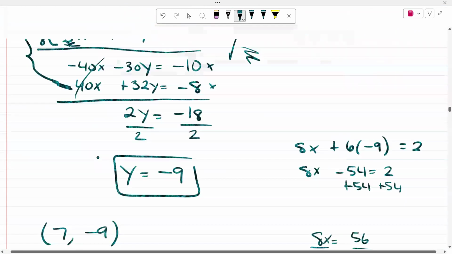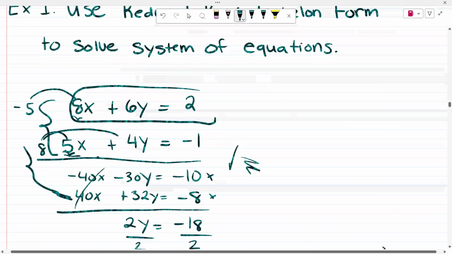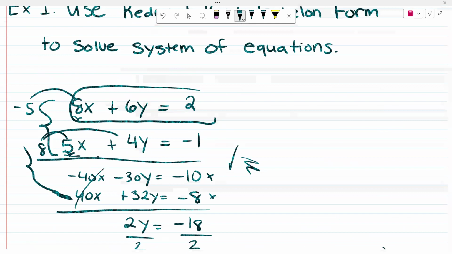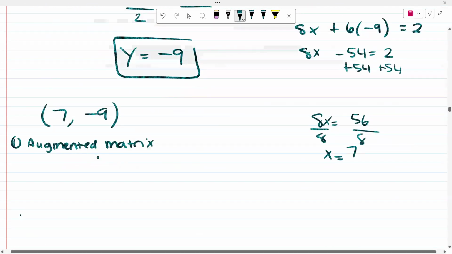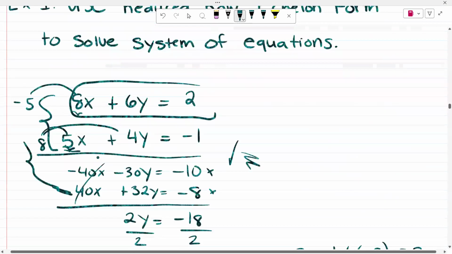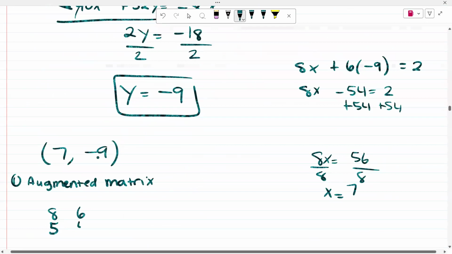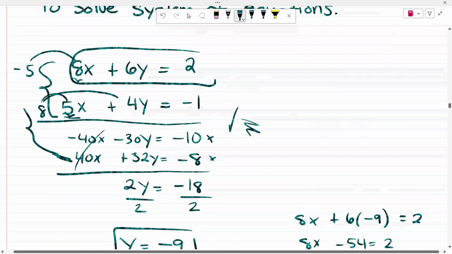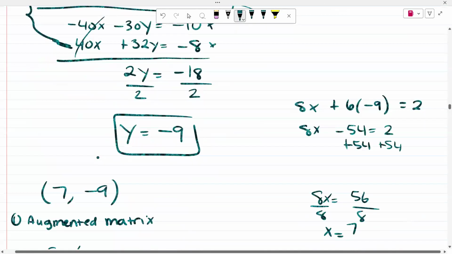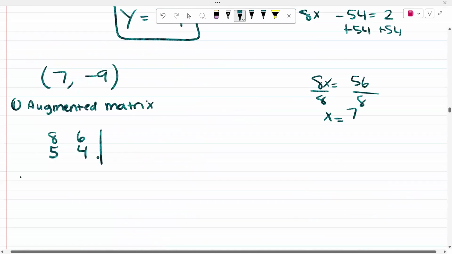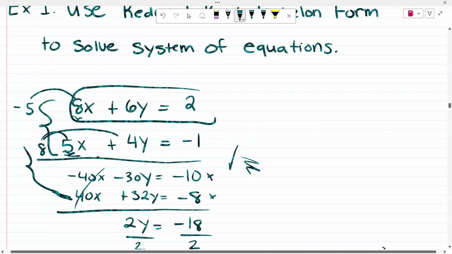If you want to use matrices, the first step is to write an augmented matrix. So you've got a problem. We go by columns and then we just use the coefficients. Starting with the x, our coefficients are 8 and 5. And on the column for y, our coefficients are 6 and 4. And then you have this equal sign, so you're going to put a straight vertical line to represent equals. And then we have 2 and negative 1.